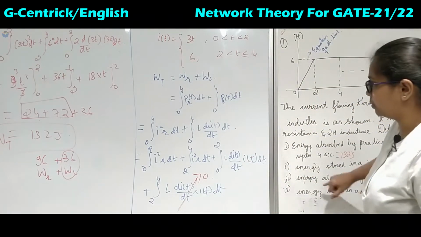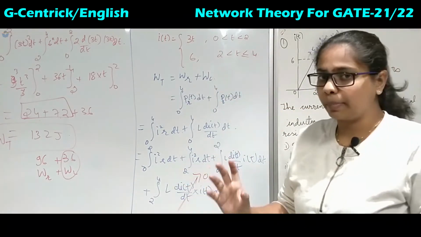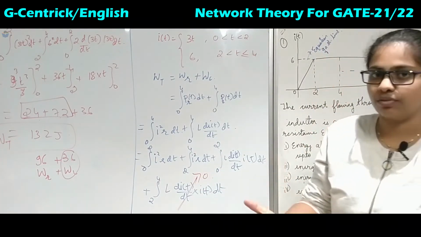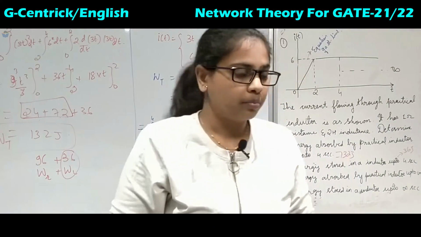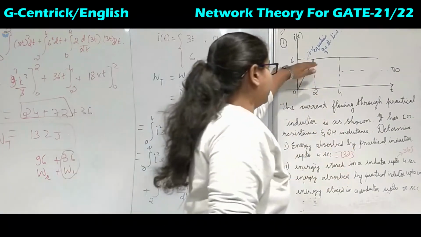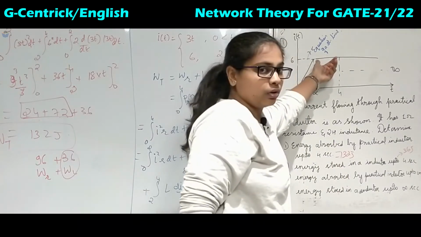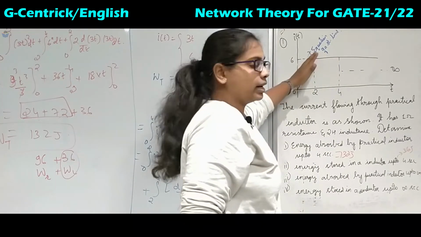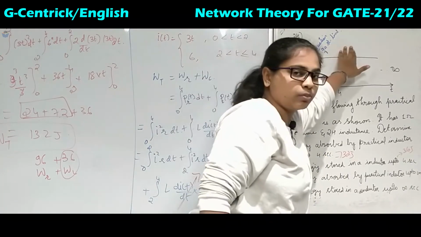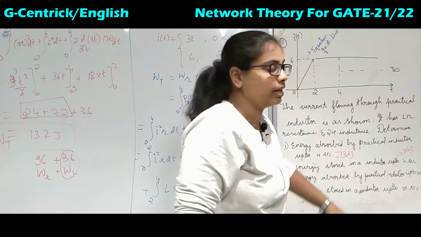Again, absorbed has come, so it means it is talking about the practical inductor. Continuously the heat is dissipated from the internal resistor, whereas for the ideal inductor the energy will be constant after some time. Till the change of the current is there, it will be storing the energy. After the current becomes constant, it will stop storing the energy.